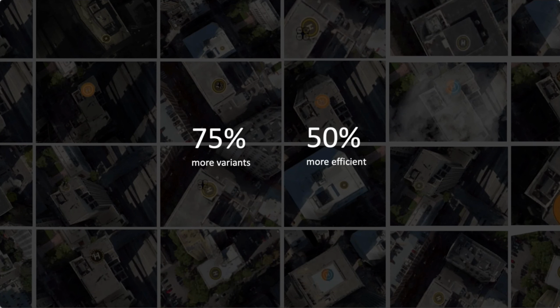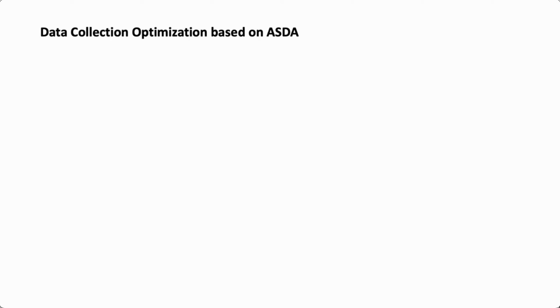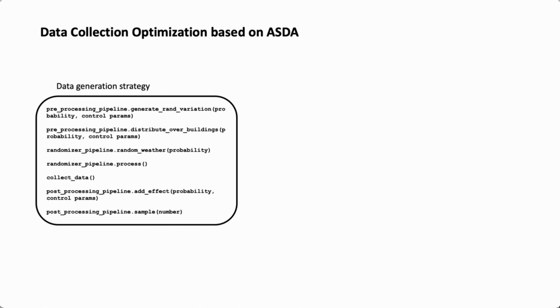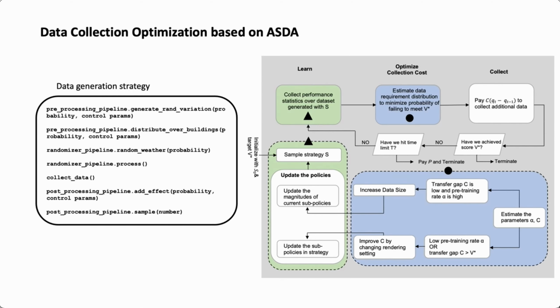ASDA increases the variance in end data by 75% and makes the data generation process 50% more efficient with its workflow. Additionally, ASDA's unified prompt-based interface and architecture contributes to a new approach for iterative data collection optimization. We can take the operations specified through the interface as a data generation strategy, and in each iteration generate data with a sample strategy to collect performance statistics.